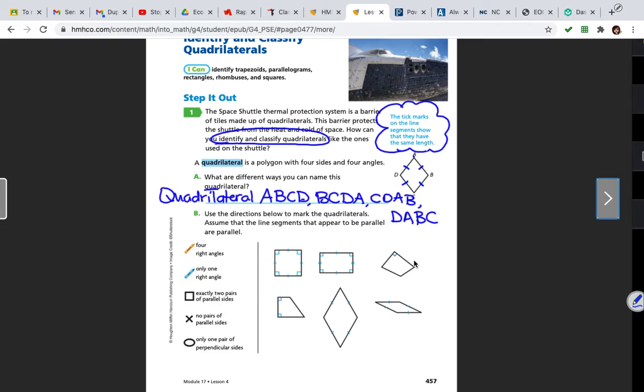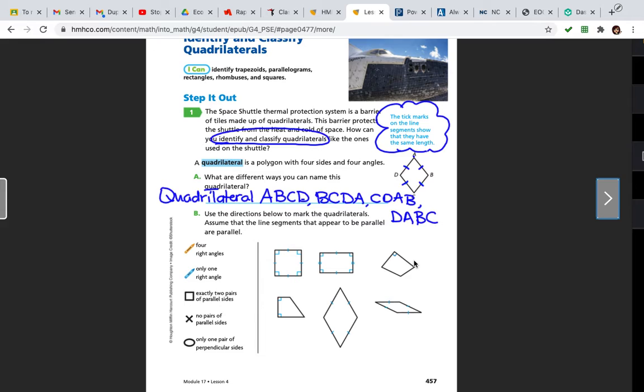In letter B, use the directions below to mark the quadrilaterals. Assume that the line segments that appear to be parallel are parallel. So if they look parallel, they're probably parallel. When I see squares and rectangles and stuff, all right, so we've got 5 different things we're going to look at. So look for the ones that have 4 right angles. They want us to do this in orange.